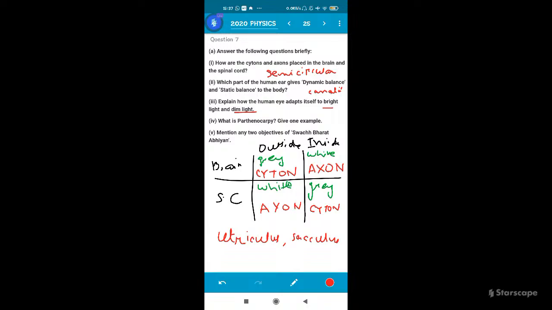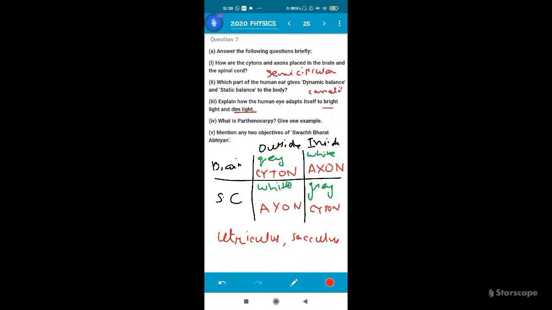So the movement of the structure of the pupil, its constriction and its dilation helps us in this activity. Now another question is, what is parthenocarpy? Give an example. So parthenocarpy is a very important thing which is nowadays used a lot in production of certain substances, certain food materials also.